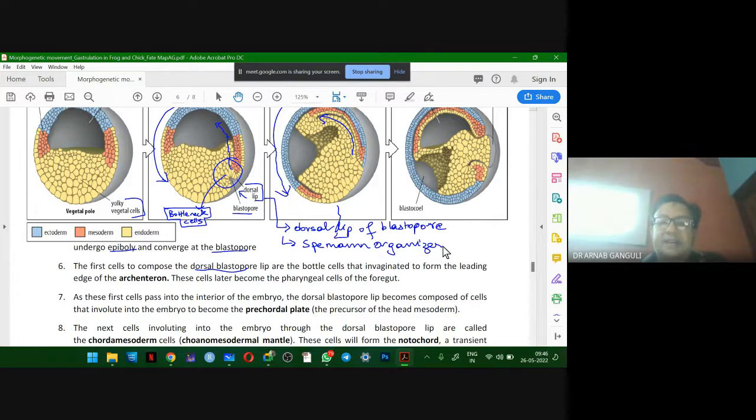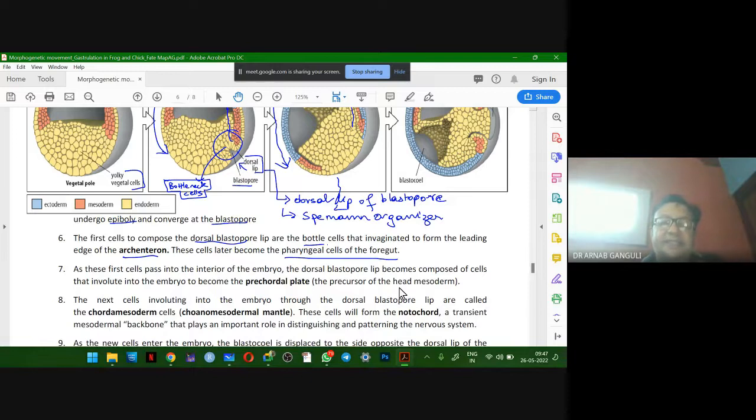So this dorsal lip of the blastopore, the first are the bottle cells that invaginated to form the leading edge of the archenteron. So these will later form the pharyngeal cells of the foregut. Pharynx থাকে, এই আমাদেরও pharynx থাকে embryonic, gills, pharynx. They'll form the pharyngeal cells, the external gills of the frog or tadpole. Later, the dorsal lip of blastopore is the first inducer. Once this reaction takes place, other inducers on the opposite side get activated, they start forming other things. But that is later, just to know what the steps are.